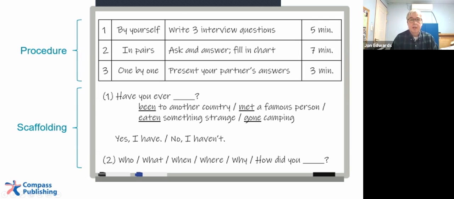And for example, in the second step, they could be doing it in pairs, and they're going to ask and answer their interview questions and fill in the handout that you give them. And then step 3 is going to be one by one in the whole class. They're going to be presenting their partner's answers to the class.